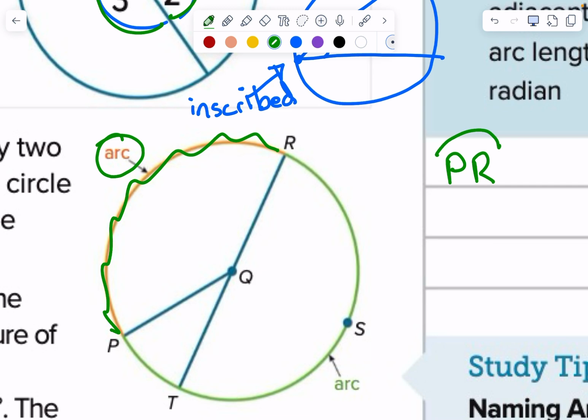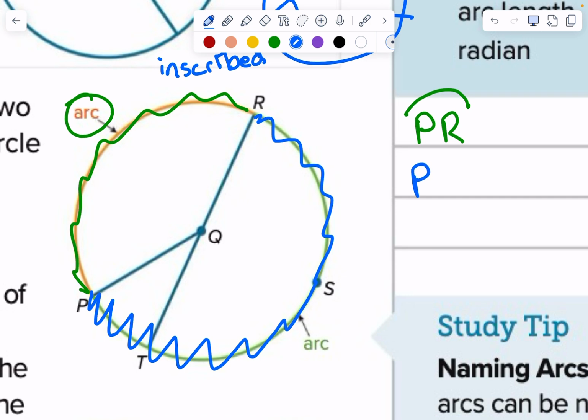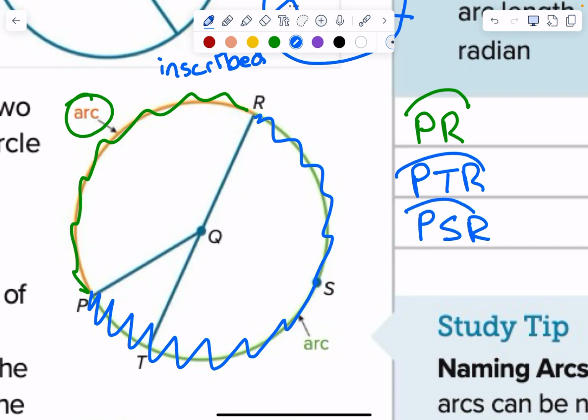Now, here's my question. Let's say I want PR, but I want the other direction. I want this portion of PR, because I can do that, right? So I would have to do another spot. If I want the big portion of the circle, I would have to do another spot. So like PTR or PSR would be the same thing, right? Those would all be this bigger portion PR. Does that make sense? Is PT considered an arc? PT is considered an arc, but it would be this little bit right here. Yep. Okay, questions about that?